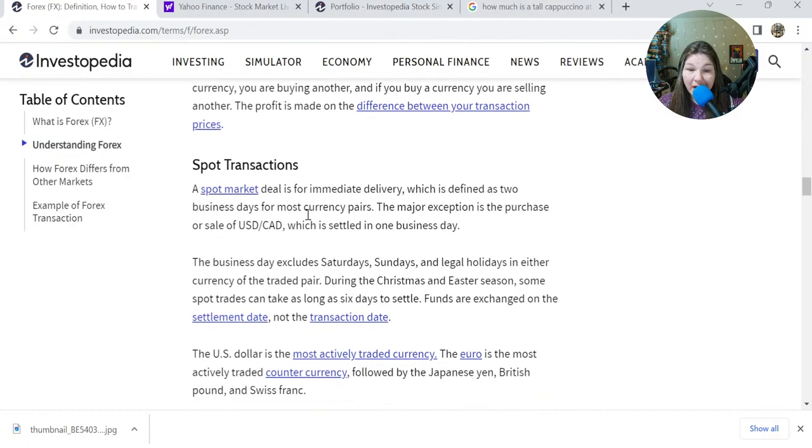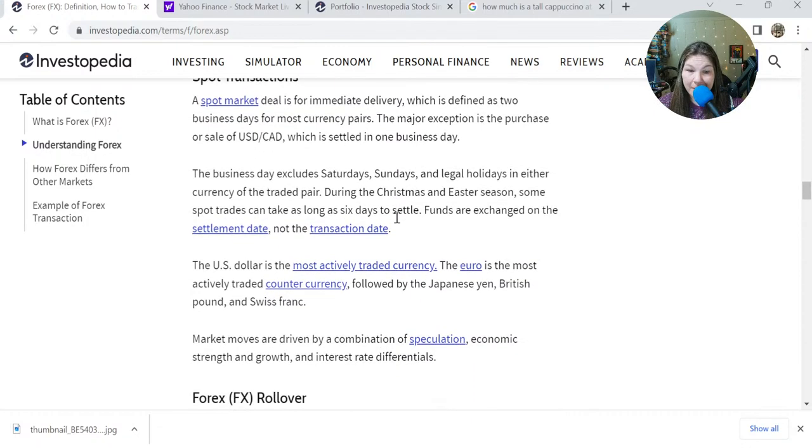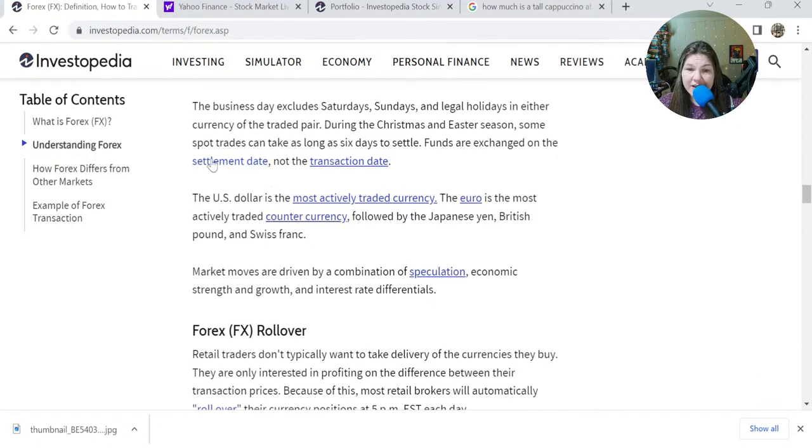So, spot transactions. A spot market deal is for immediate delivery, which is defined as 2 business days for most currency pairs. The major exception is the purchase or sale of USD/CAD, which is settled in 1 business day. The business day excludes Saturdays, Sundays, and legal holidays in either currency or the traded pair. During the Christmas and Easter season, some spot trades can take as long as 6 days to settle. Funds are exchanged on the settlement date, not the transaction date.